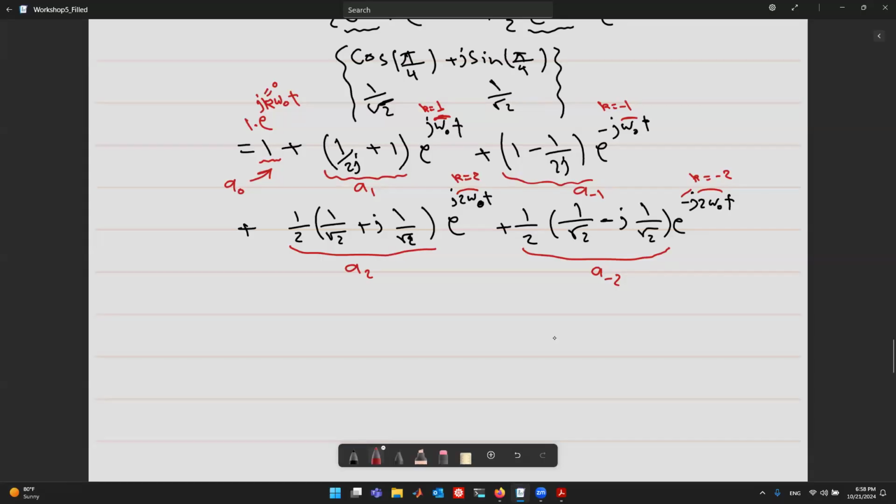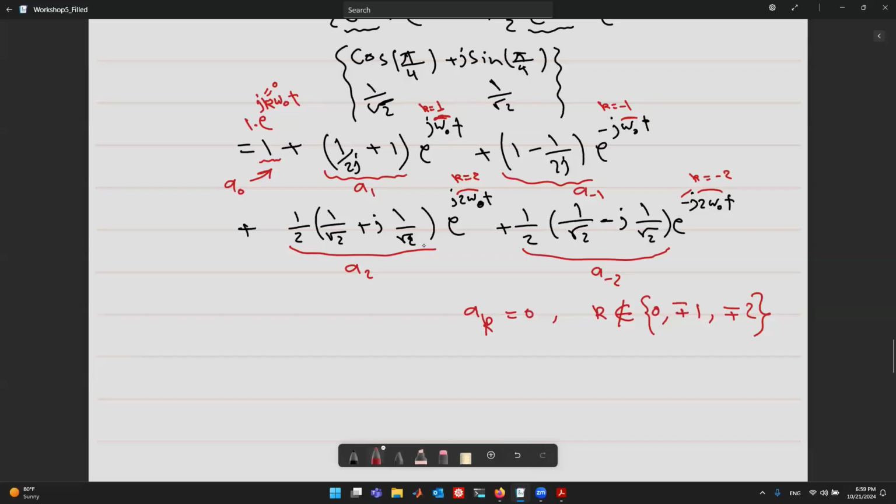With this, we get the coefficients, and the rest of the coefficients are zeros. Any a_k equals 0 when k is not in this set: 0, plus or minus 1, and plus or minus 2. If k is not among those numbers, then the coefficient is 0. It's not there. We didn't see it.